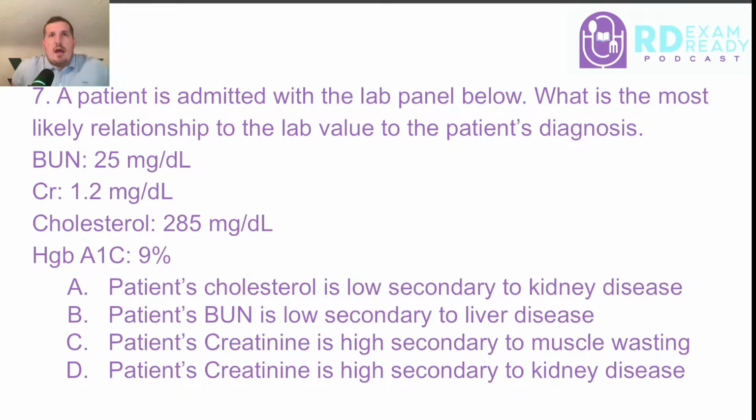Number 7, I want to spend a good amount of time with this question here. Take your time with it. I'm going to read it out loud. A patient is admitted with the lab panel below. What is the most likely relationship of the lab value to the patient's diagnosis? Patient has a BUN of 25, a creatinine of 1.2, a cholesterol of 285, and an A1C of 9%. Work through those labs, put something on paper, and see what your best answer is going to be here.